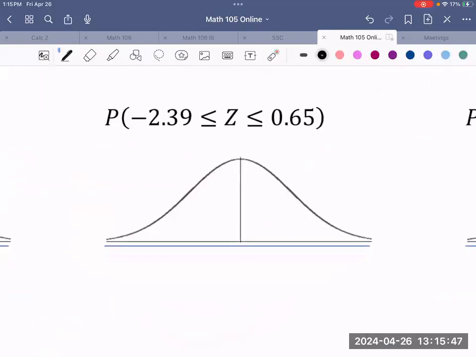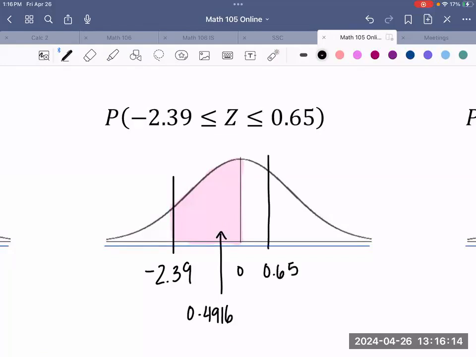All right, so let's look for this probability right here, negative 2.39. Again, we're looking for the positive value of it, and then we're just going to take that same probability. I'm hoping you came up with 0.4916. And then let's do it again for 0.65, something a little bit smaller.